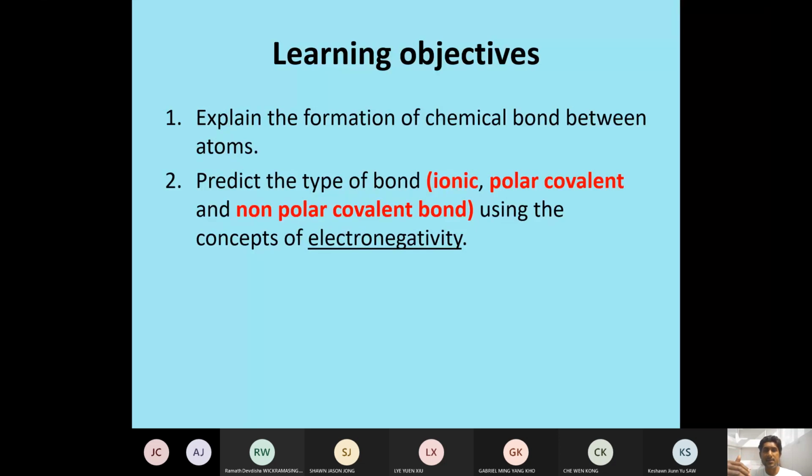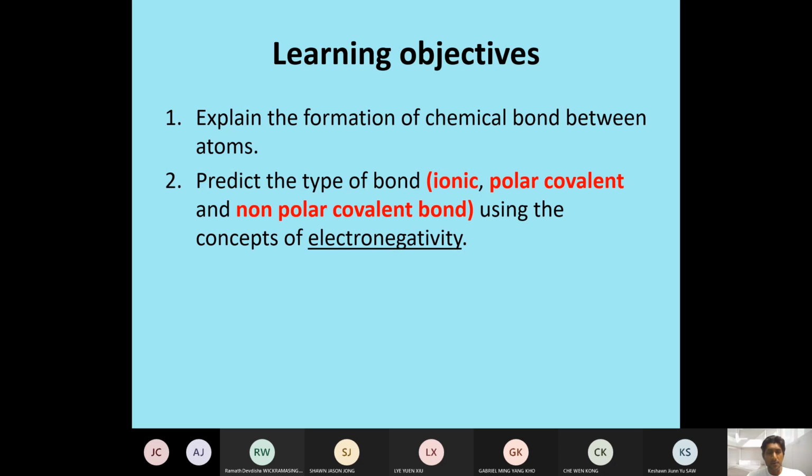Whether there will be an ionic bond, polar bond, non-polar bond, metallic bond, or what type of bond. There are different types of bonds that we'll be looking at, and these are based on electronegativity, right? However, there is no such term as electropositivity. I don't know why, but there is no such term. So electronegativity is the only term that we'll be looking at.